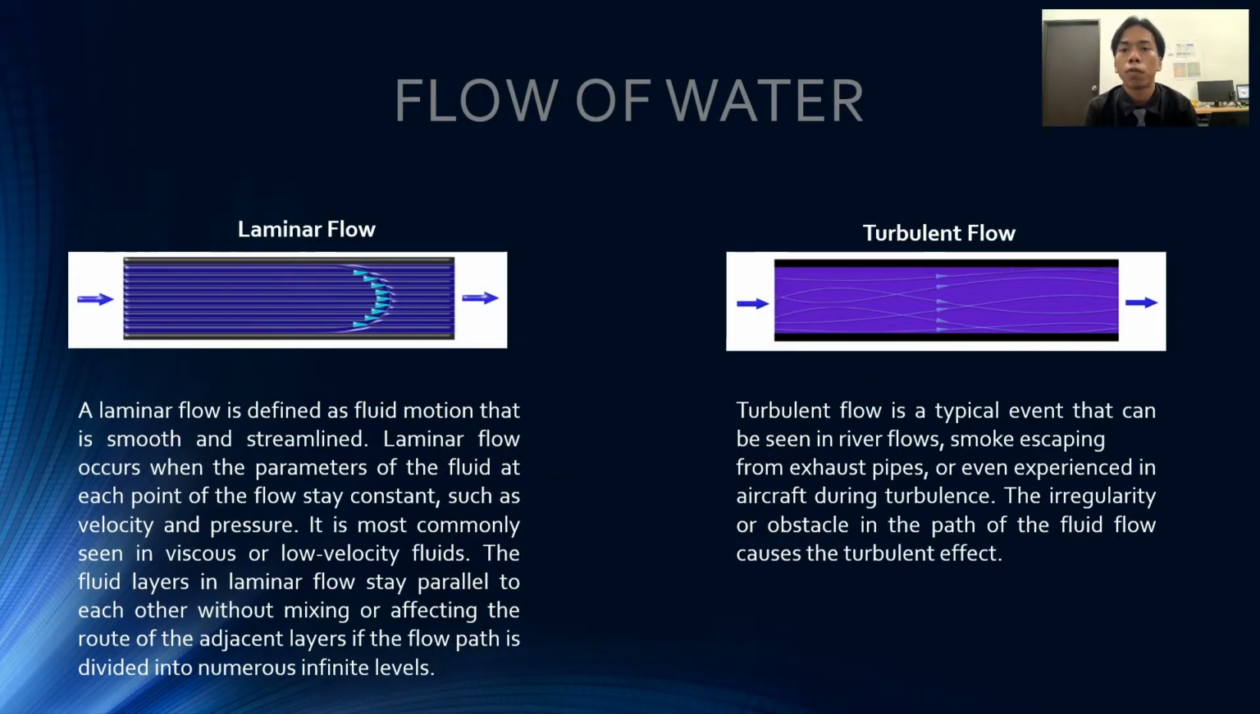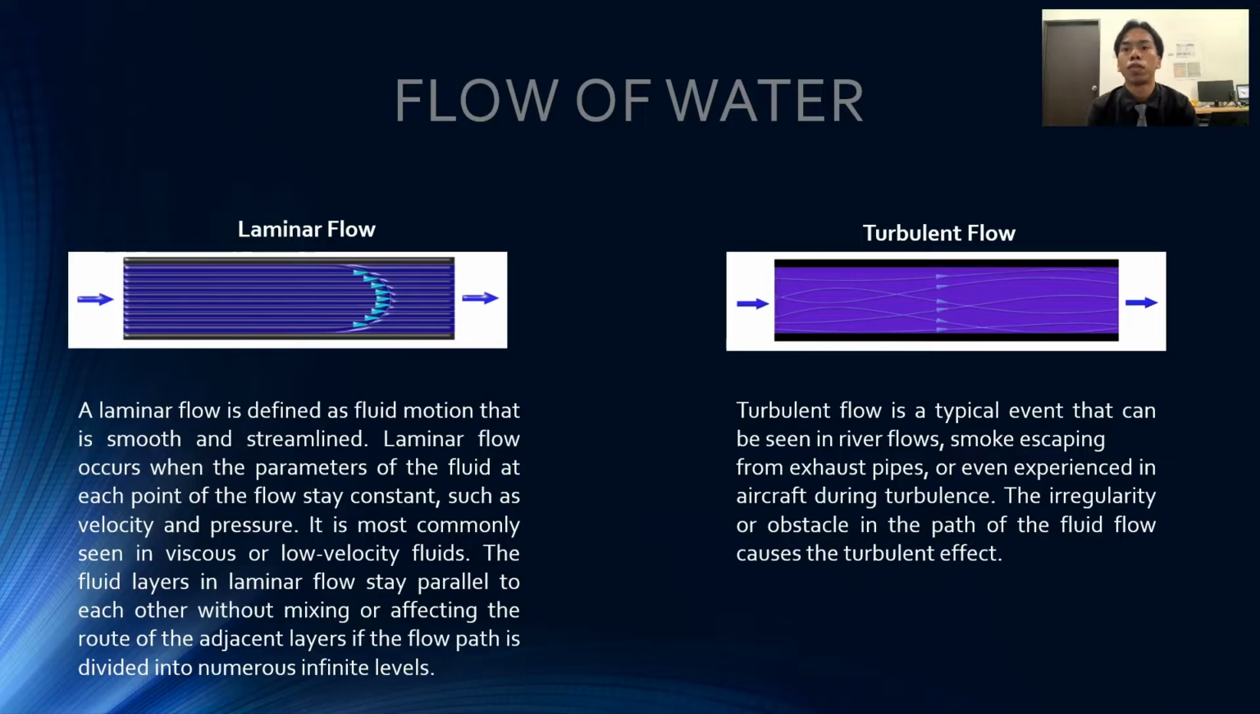Next, for the flow of water, we have 2 types: the first one is laminar flow and then turbulent flow. A laminar flow is defined as fluid motion that is smooth and streamlined. Laminar flow occurs when the parameters of the fluid at each point of the flow stay constant, such as velocity and pressure. It is most commonly seen in viscous or low velocity fluids. The fluid layers in laminar flow stay parallel to each other without mixing or affecting the route of the adjacent layers if the flow path is divided into numerous infinite levels.